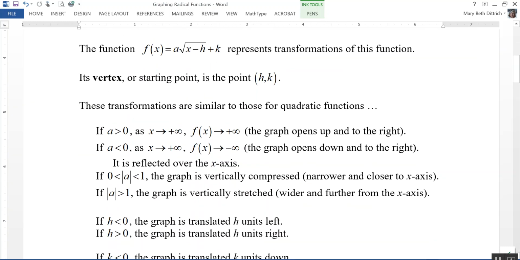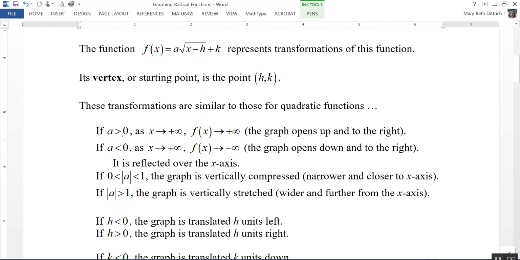The function f of x equals a times the square root of x minus h plus k represents transformations of this function. Its vertex, or its starting point, is the point (h, k). You'll notice that h is the number that's being subtracted from x underneath the square root sign, and k is the number that's added onto the end. These transformations are similar to those that we saw for quadratic functions.